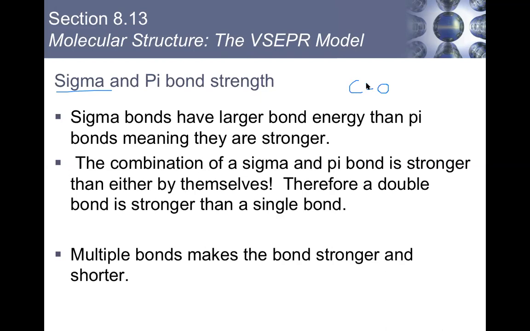Make a prediction about a triple bond. It's going to be stronger than a double bond. And what about the length? Shorter. Yep, shorter and stronger. The more bonds you add, the tighter everything gets pulled together because they get pulled close to the nucleus.